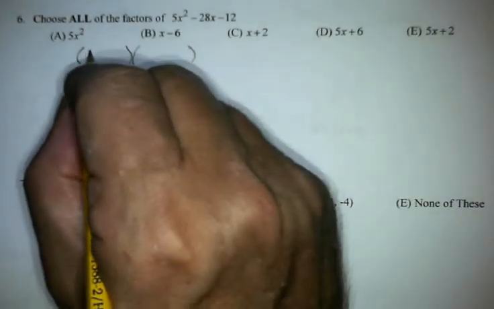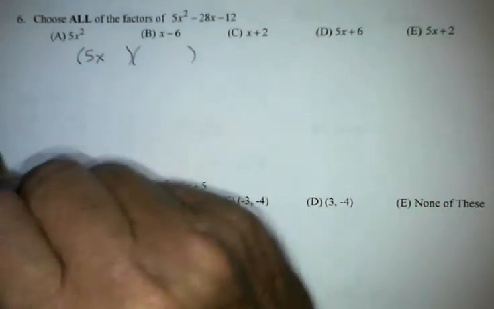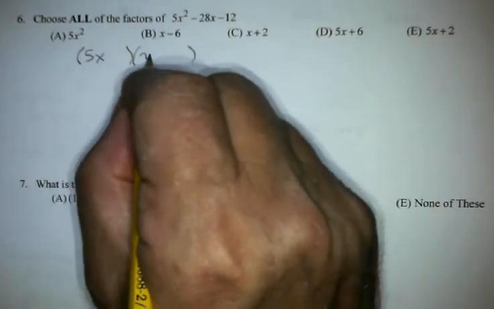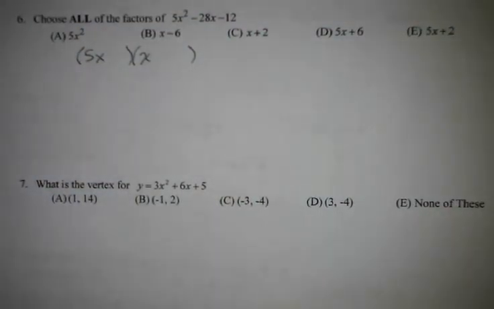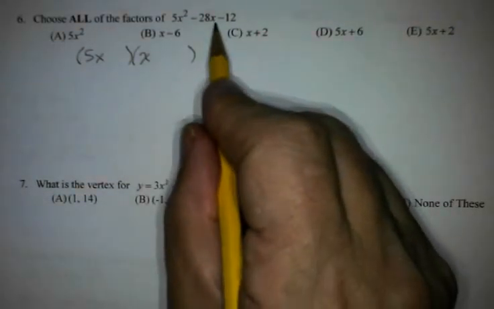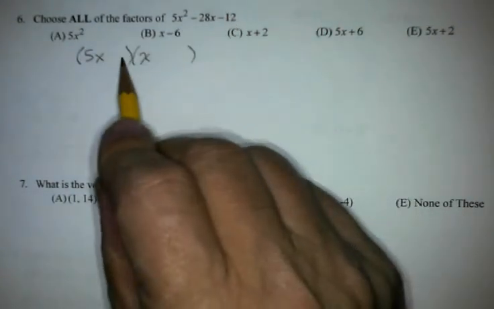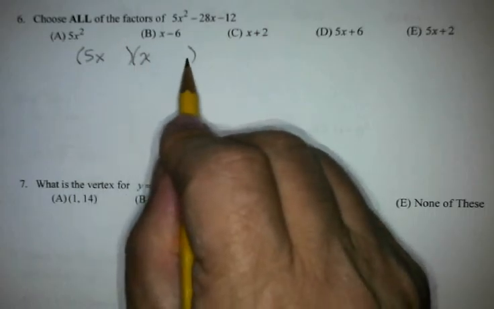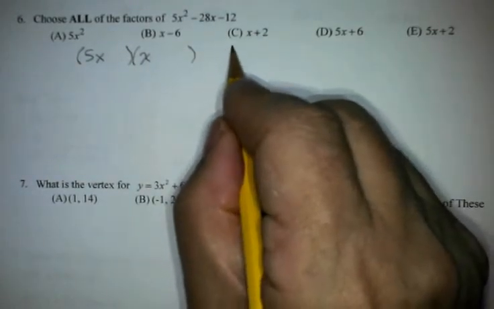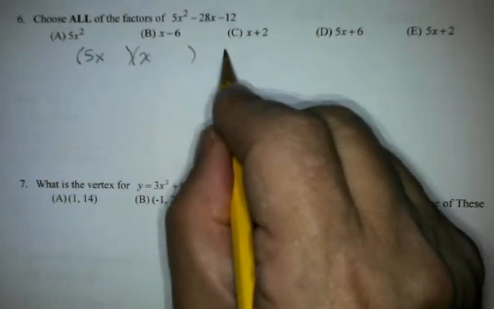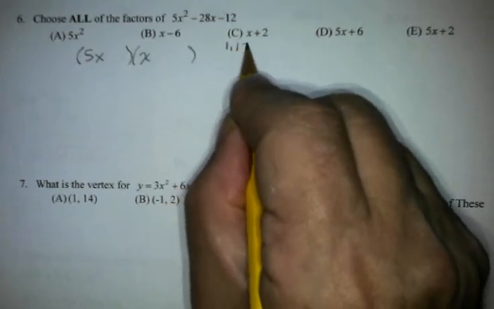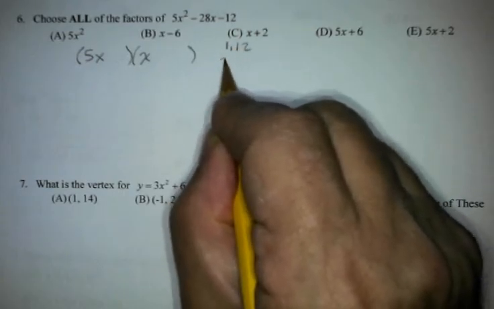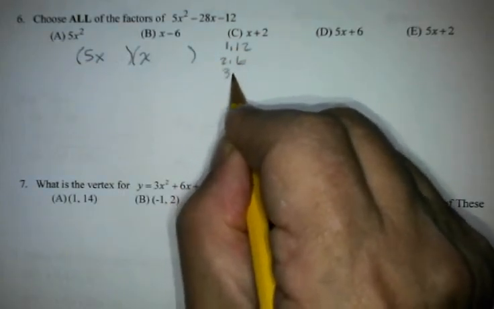Okay, so to get 5x squared, I have 5x times x. That's the only way of getting 5x squared. Then, to get negative 12, the last two have to multiply to give me negative 12. Well, I'm just going to ignore the negative for now. To get 12, I've got 1 times 12, I could do 2 times 6, or I could do 3 times 4.